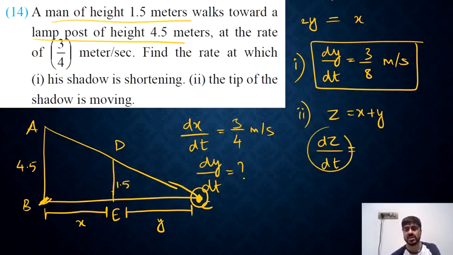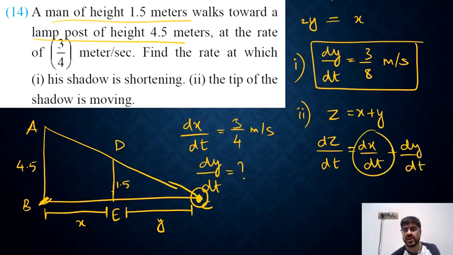So the rate at which z, that is the tip of the shadow, will be moving, that rate will be dz by dt, and that will be dx by dt plus dy by dt, because we just took a derivative in this equation. Okay, so dx by dt is 3 by 4, and dy by dt is 3 upon 8. So 3 by 4 plus 3 by 8 is 6 upon 8 plus 3 upon 8, which is equal to 9 upon 8. So dz by dt will be 9 upon 8 meter per second. So the answer for the second question is 9 by 8 meter per second.